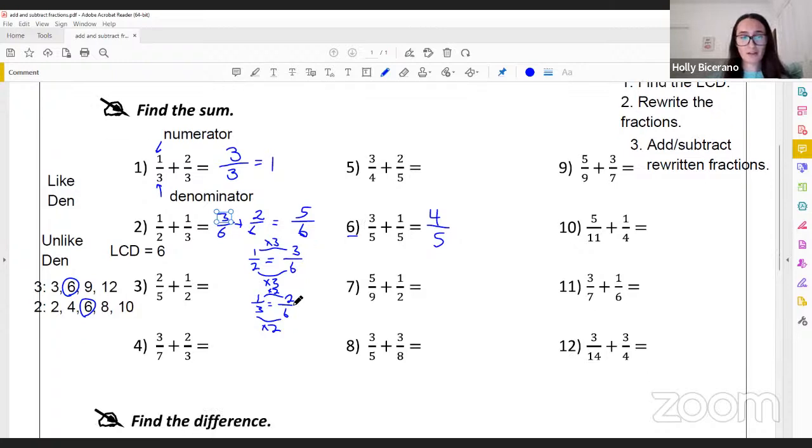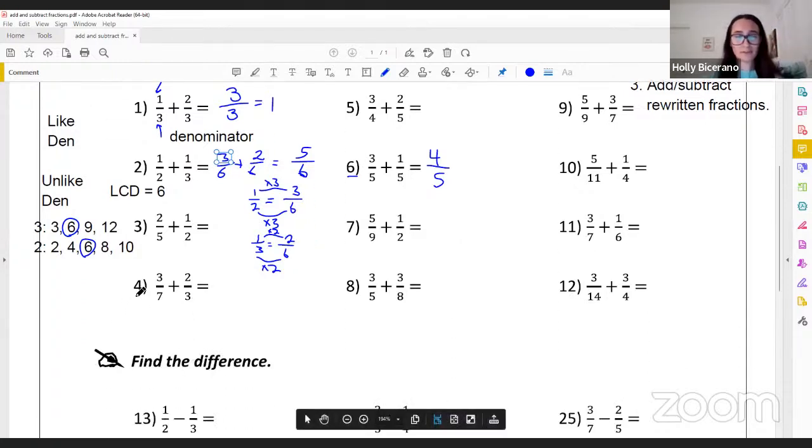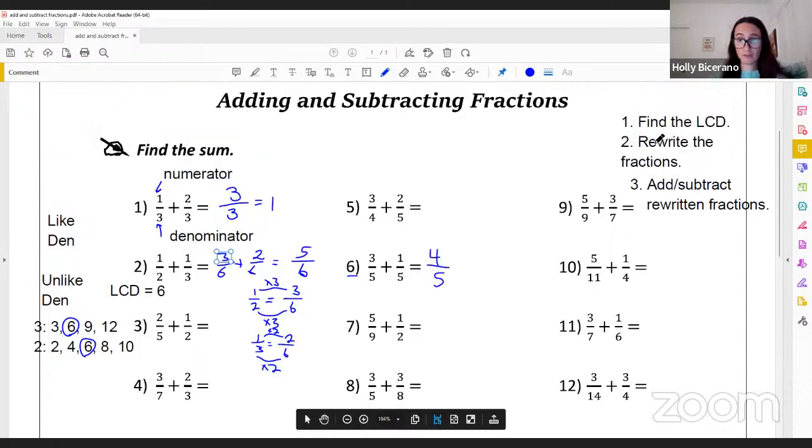Okay, let's try another one. So let me give myself some more space. Let's go down here to number 4. So first step again is find the LCD.